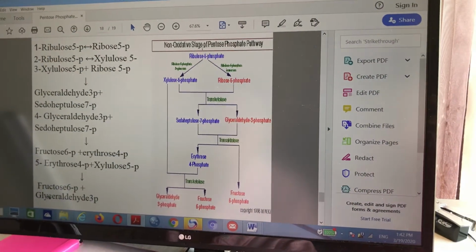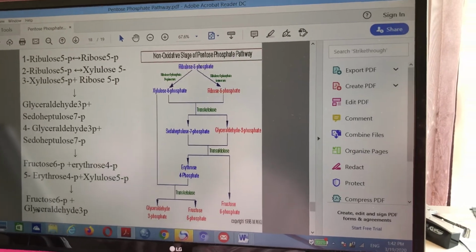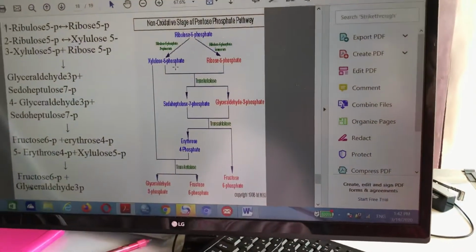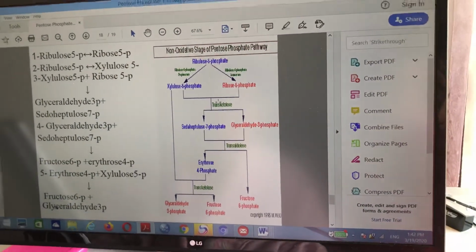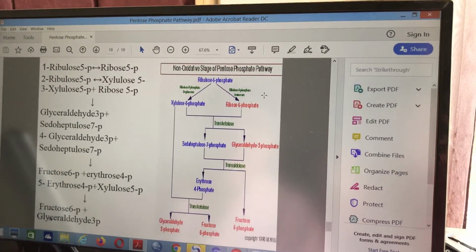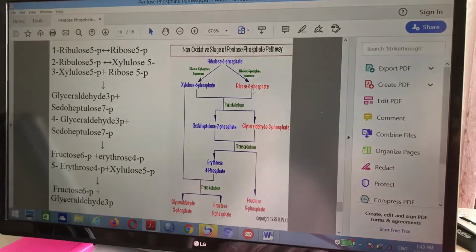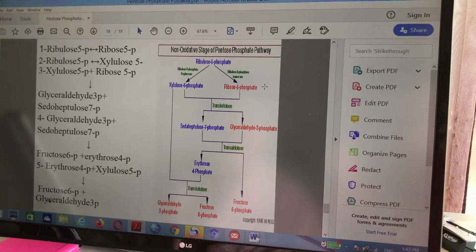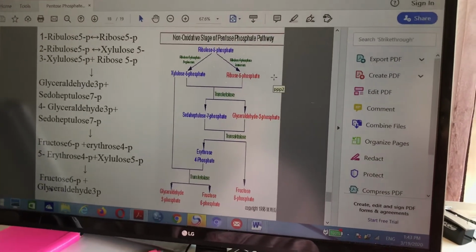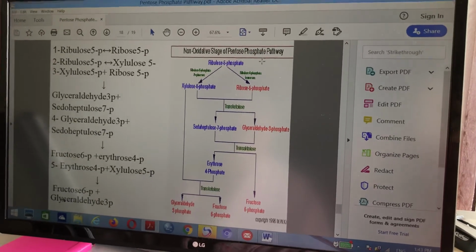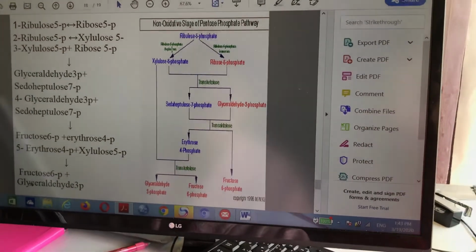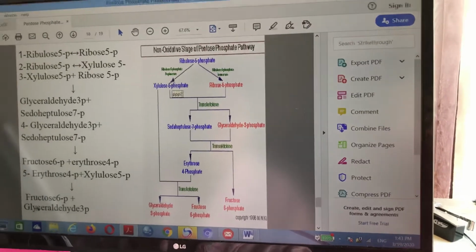This is the non-oxidative stage. The second stage is known as the non-oxidative stage of the pentose phosphate pathway. This stage starts from ribulose 5-phosphate, which by the action of the enzyme isomerase is converted to ribose 5-phosphate. This compound, ribose 5-phosphate, is utilized for the synthesis of DNA. Ribulose 5-phosphate is also converted to xylulose 5-phosphate by the action of the enzyme epimerase.